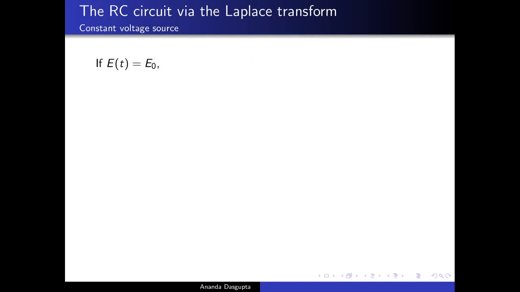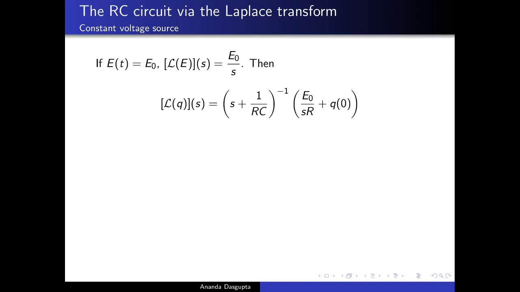So, special case, if you have a constant voltage source, E of t is E0. So what about the Laplace transform of E of t? Remember, 1 has a Laplace transform of 1 by s. So E0, which is a constant, has a Laplace transform of E0 times 1 by s, E0 by s. So what is our Laplace transform of Q? All we have to do is, in place of the Laplace transform of E, put in E0 by s, and this is the expression we have.